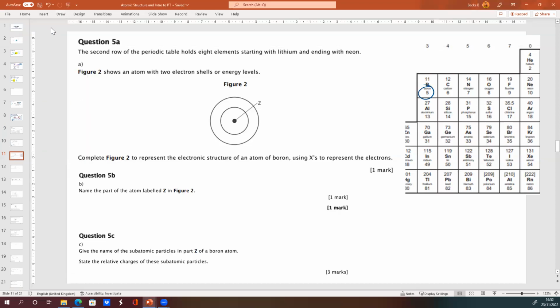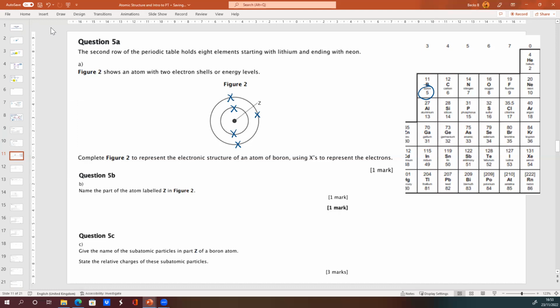So we've got 5 electrons, 2 on the inside. Remember, we fill the inside shells first. We've got 5, therefore we need 3 more. Now, as I said earlier, it doesn't matter where you put those electrons. The key thing is that you've got 2 on the first shell and 3 within the second shell.